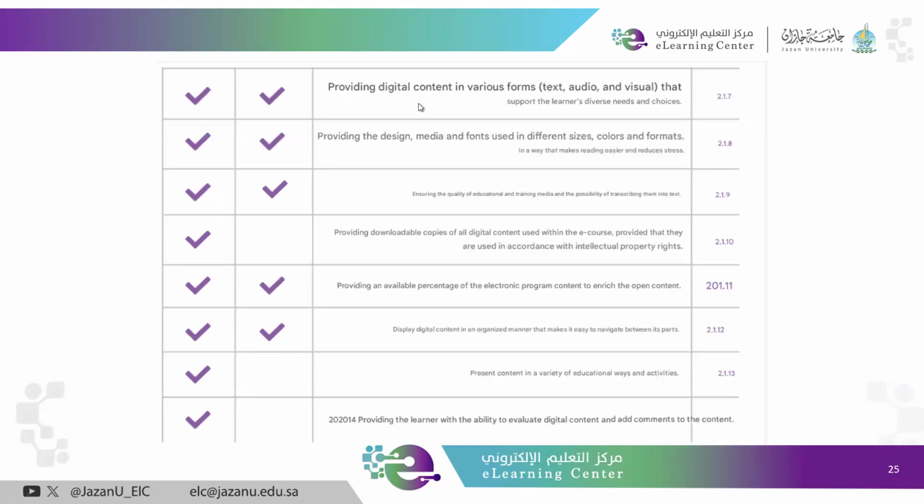Like there are more, for example, providing digital content in various forms like text, audio, and visuals, and providing the design, media, and fonts used in different sizes, colors, and formats, ensuring the quality of educational and training media and the possibility of transcribing them into text, and providing downloadable copies of all digital content used with the e-course, provided that they are used in accordance with intellectual property rights, and providing an available percentage of an electronic program content to enrich the open content, and displaying digital content in an organized manner that makes it easy to navigate between parts, presenting content in a variety of educational ways and activities, and providing the learners with the ability to evaluate digital content and add comments to the content.